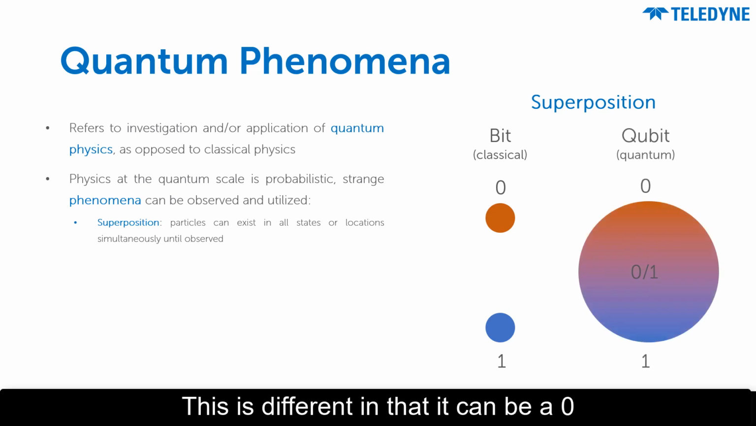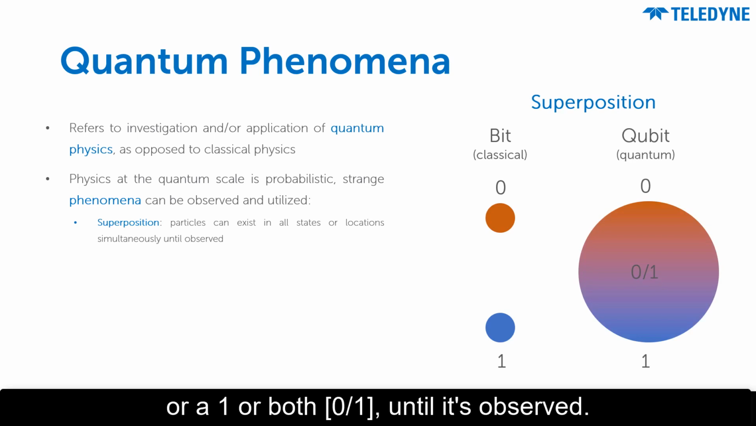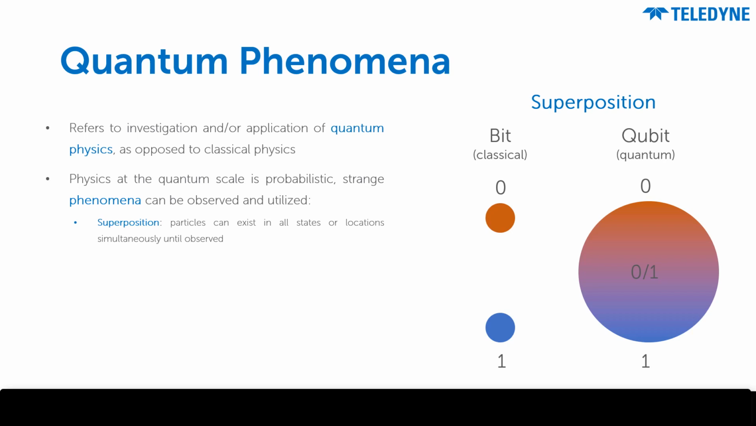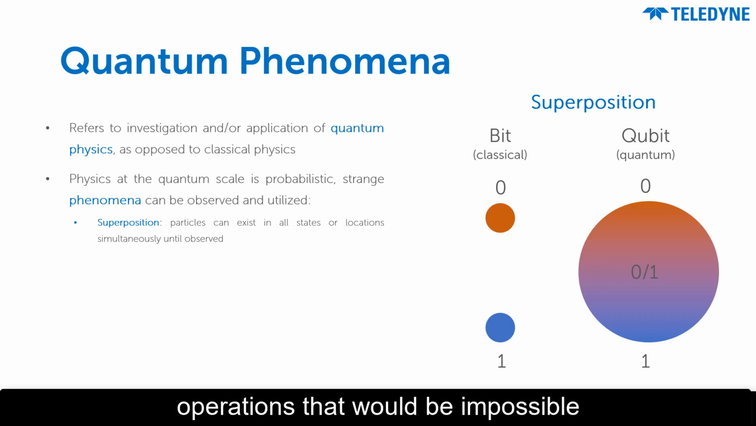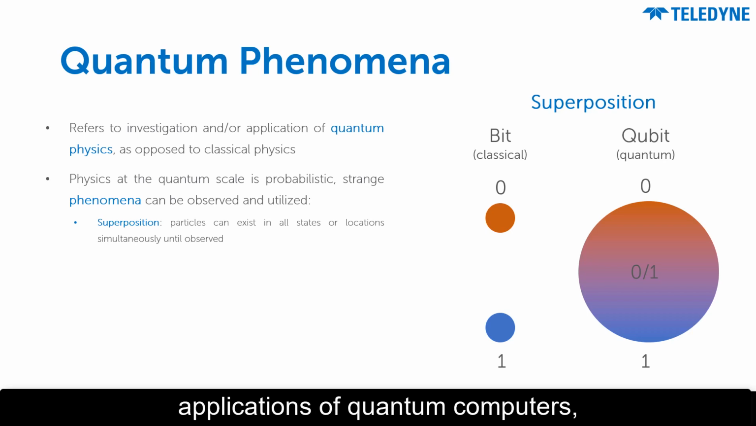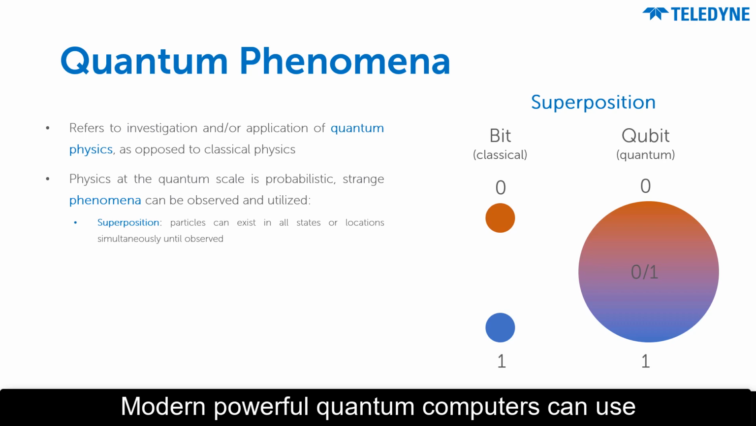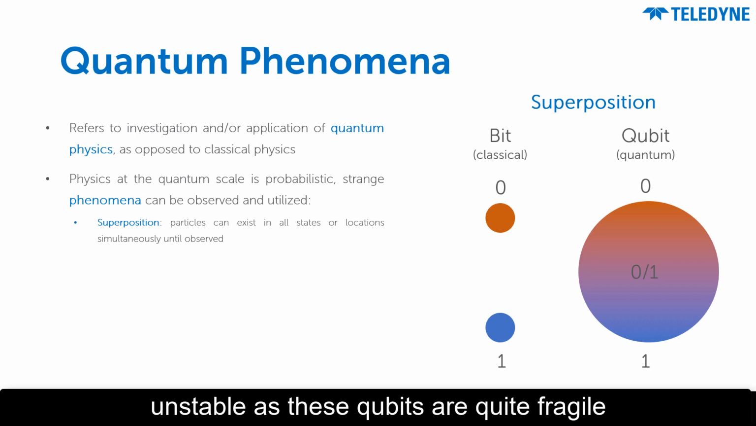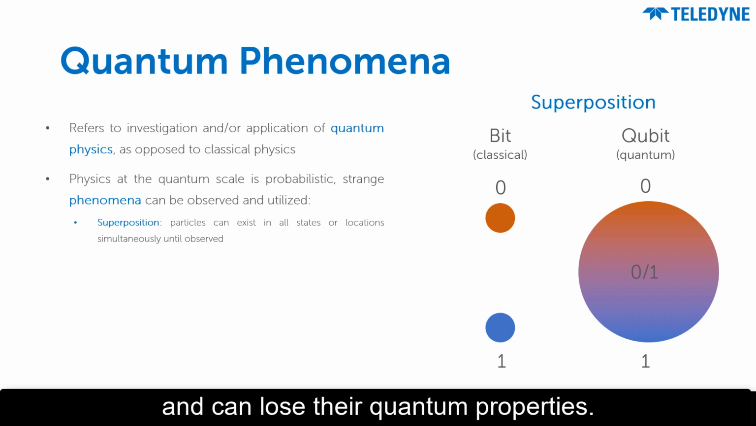This is different in that it can be a 0 or a 1 or both until it's observed. This expanded complexity of having additional states in the qubit allows quantum computing to perform operations that would be impossible for standard computers, or that would take a very long time. The architecture of the basic bit is completely different. So this results in many exciting applications of quantum computers, and they are one of the more active areas of quantum research. Modern, powerful quantum computers can use around 100 photon qubits, but can be unstable as these qubits are quite fragile and can lose their quantum properties.